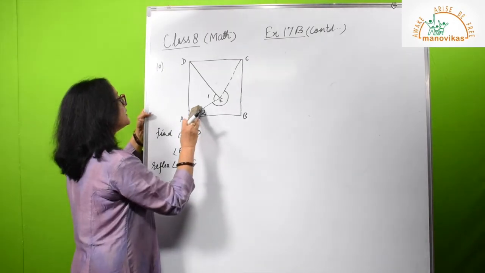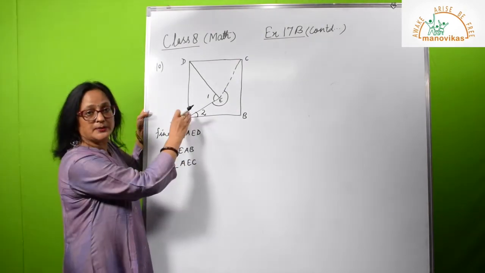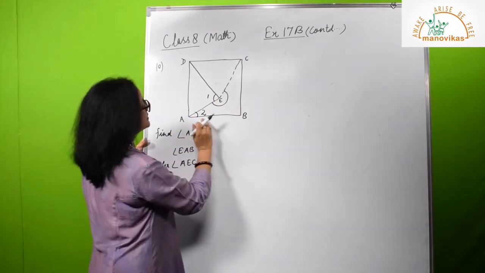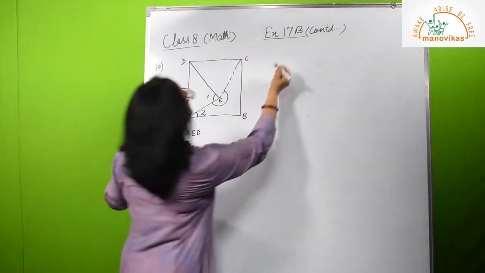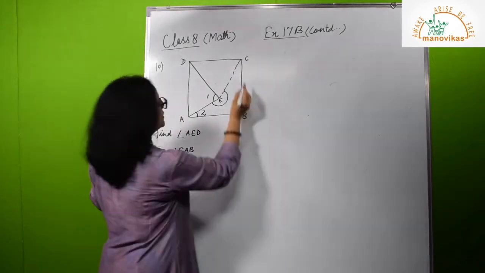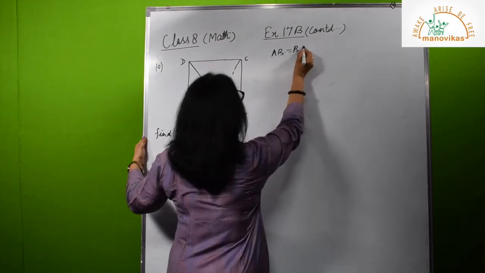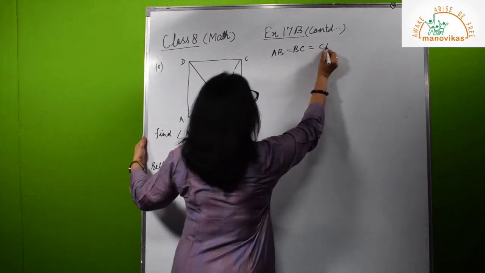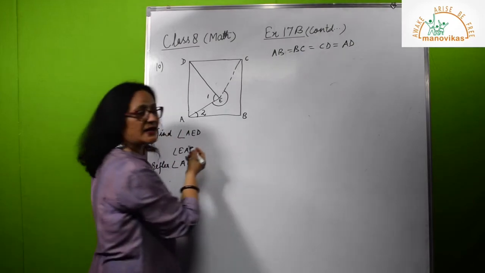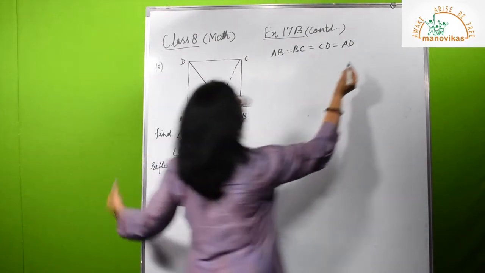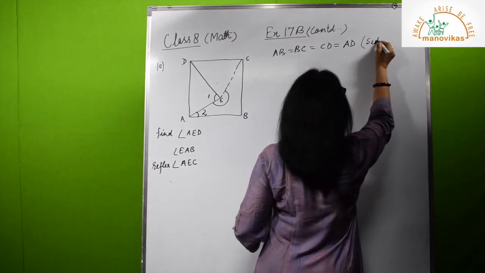So first, before we start, we have to use the information given about this figure. First information, this is a square. So what is the square property? The sides, all the sides are equal. So AB is equal to BC and BC is equal to CD and CD is equal to AD. Means all the sides are equal. So we will use this information, and the reason is sides of square.